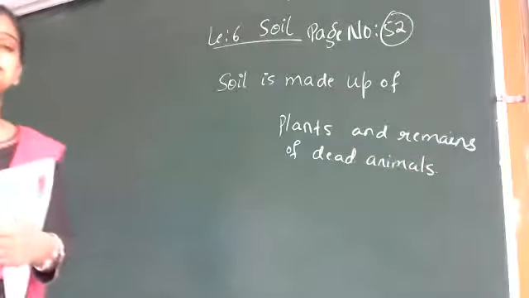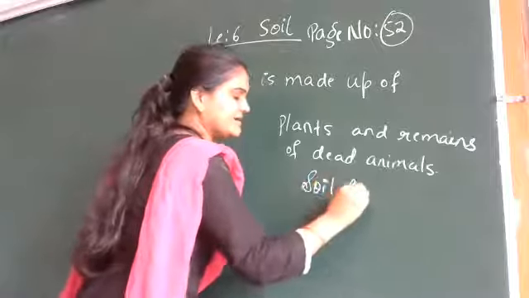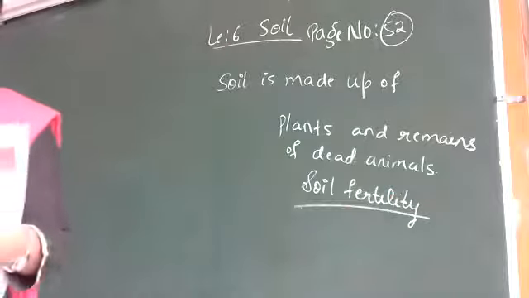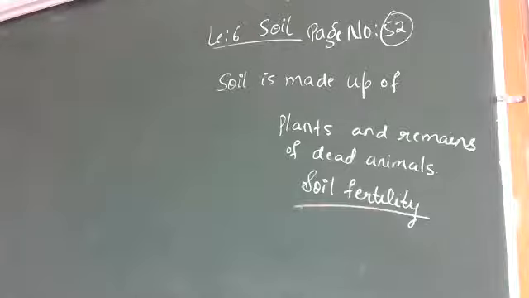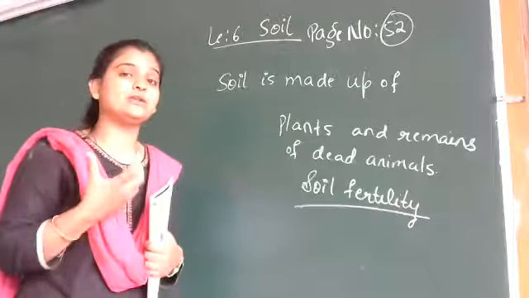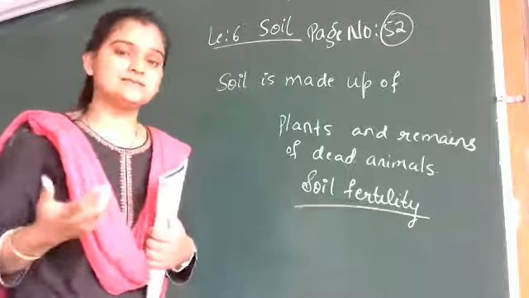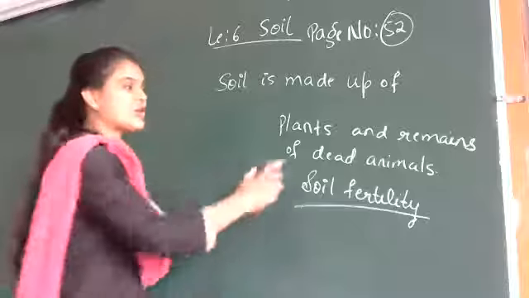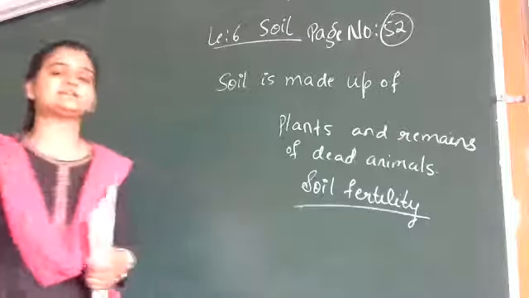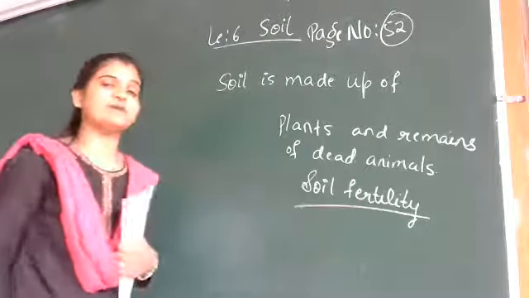And why is this humus necessary, children? It will make the soil fertile. It will increase the soil fertility. What is fertility? For the growth of the plant, soil is very necessary, and soil should be of good quality. Yes, the soil fertility is increased by the humus. Humus is the decayed organic matter of plants and the remains of dead animals, and this will increase the soil fertility. This is all regarding what soil is made up of. Is this part clear to everyone?